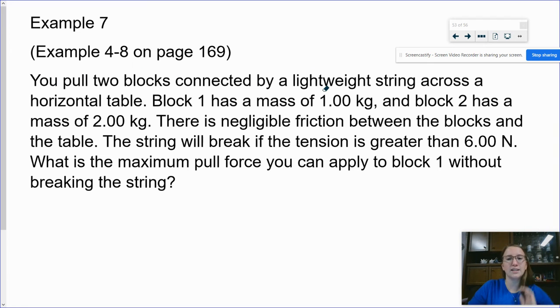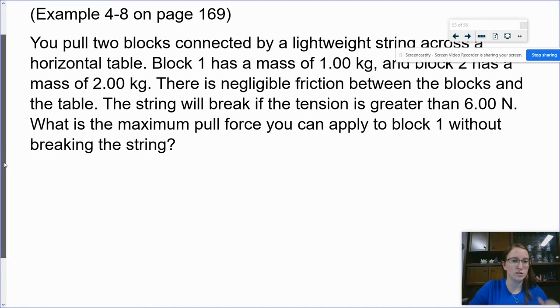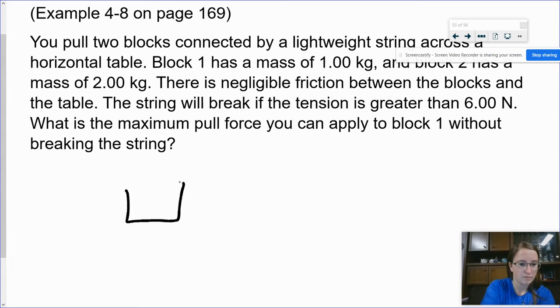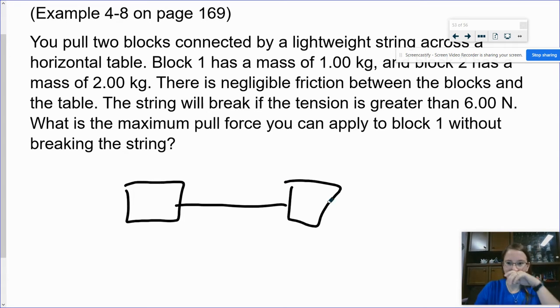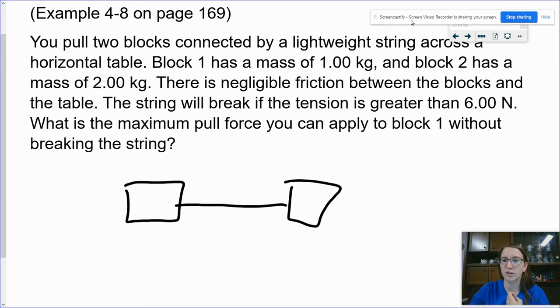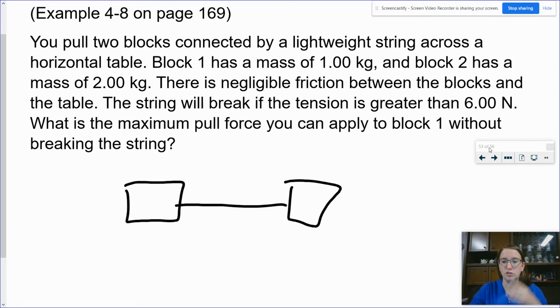You pull 2 blocks connected by a lightweight string across a horizontal table. 2 blocks connected by a string, and then you're pulling on one of them. Block 1 has a mass of 1 kilogram, and block 2 has a mass of 2 kilograms. Just because it always makes more sense in my mind, I'm going to call this block 1 and this block 2, and I'm going to be pulling in this direction.